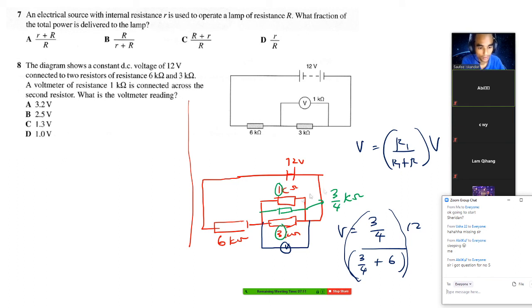So you have actually V equal to 1.3 volts. So the answer will be C. Any question about question number 8? I think we have done it like 3 times already, questions involving the potential divider formula.